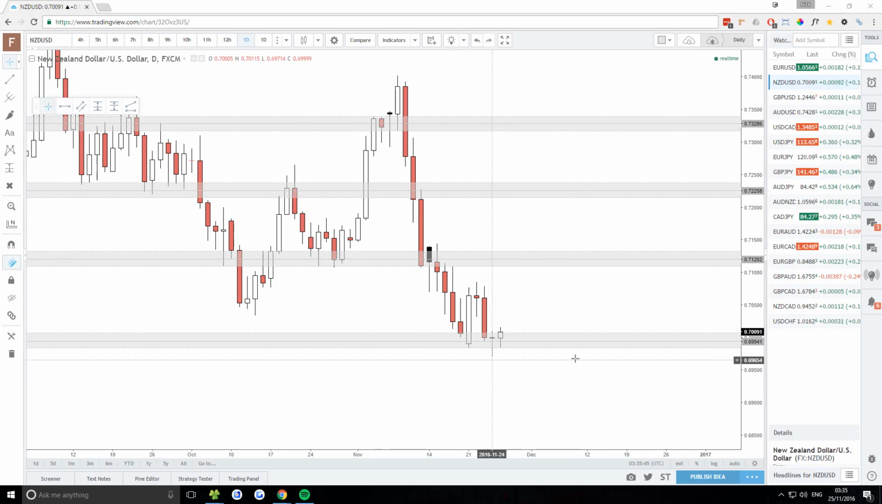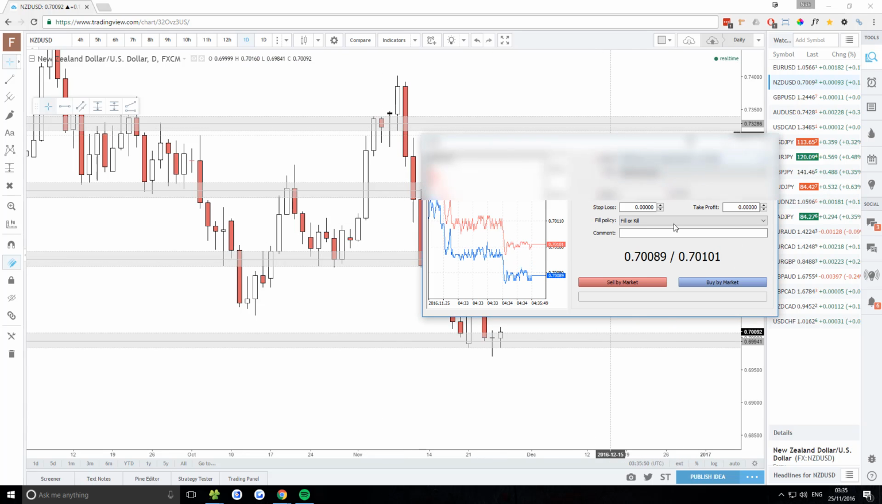So before I explain why I'm entering, I'm just going to quickly enter this trade. See, I wanted to enter around about 0.7014, but I'm getting in now at 0.709. I'm getting in 5 pips early. I mean, why not?